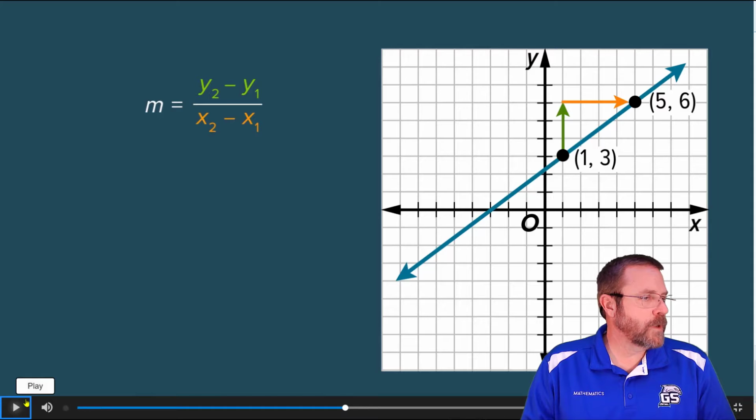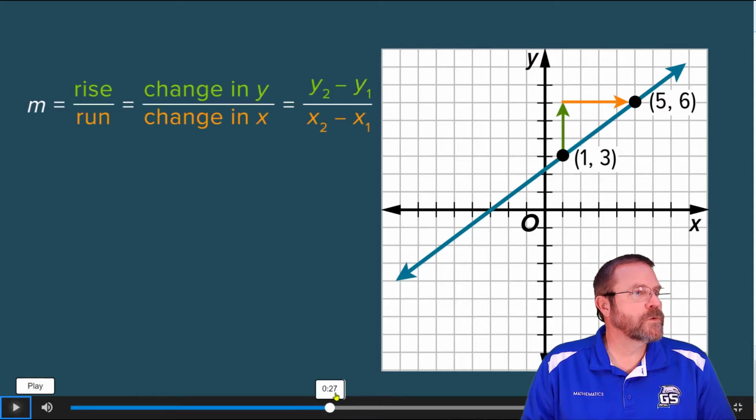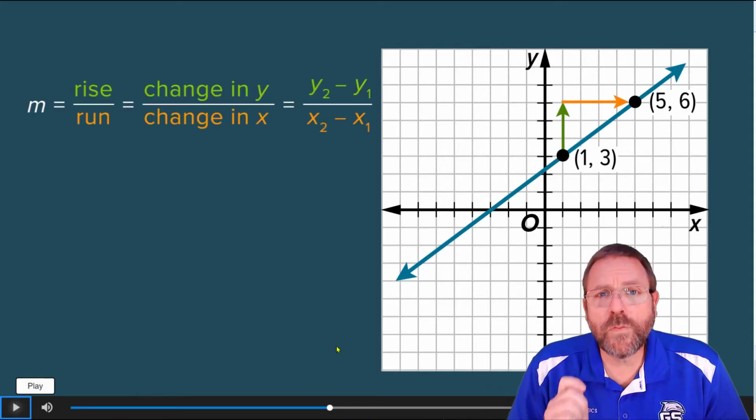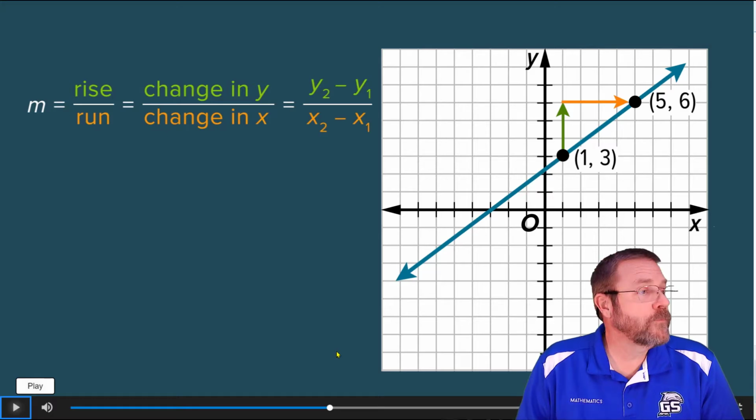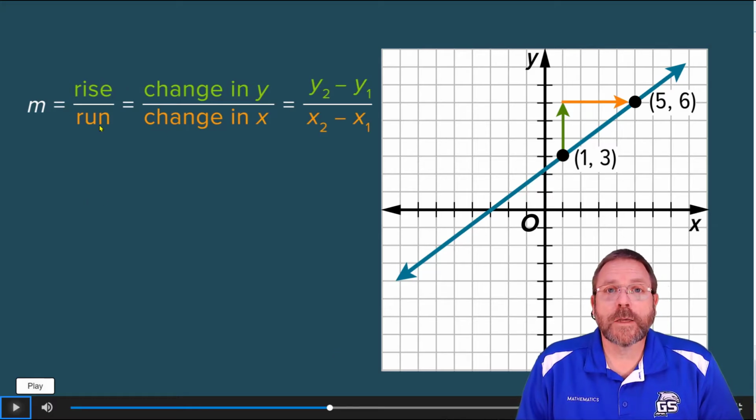So now, the slope... take a look back right there. What did they just show you? They showed you all three of the formulas I've given you so far. The first formula, rise divided by run. The second formula, change in y divided by change in x. And the third formula, y sub 2 minus y sub 1 divided by x sub 2 minus x sub 1.